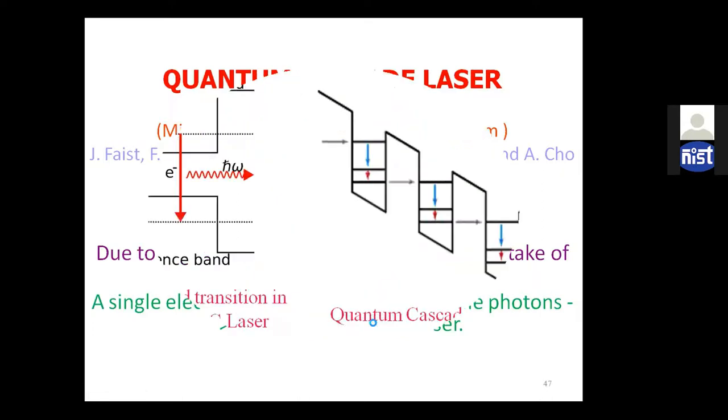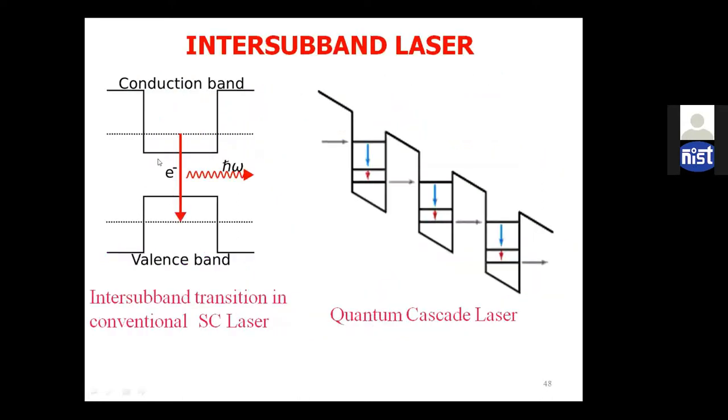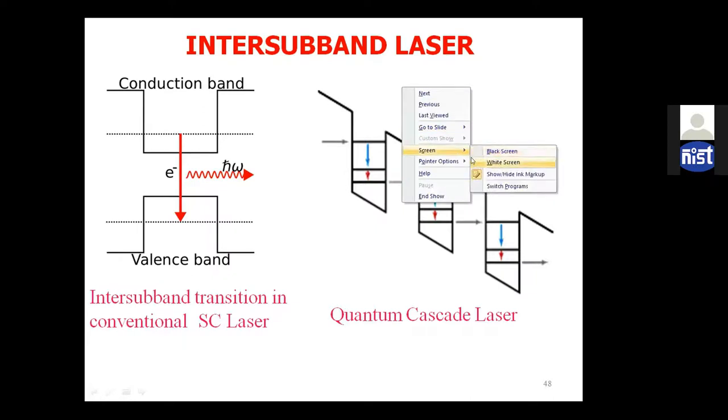You can see here, this is a conventional quantum well laser where the electron makes a transition from conduction band to valence band. This is called inter-band transition from one band to the other band. But here in QCL, quantum cascade laser, this transition is only within the conduction band. The actual original structure is this.